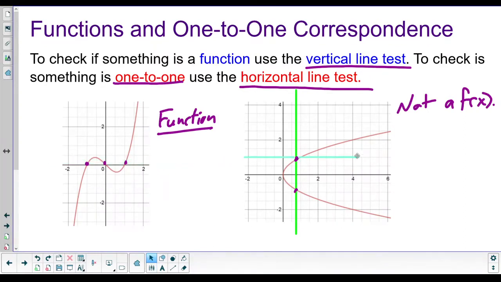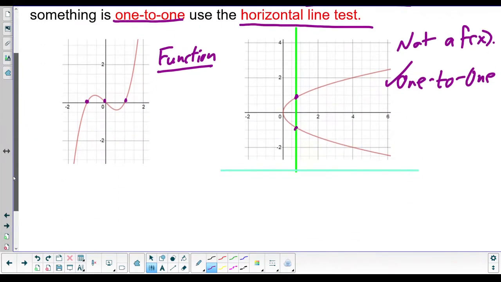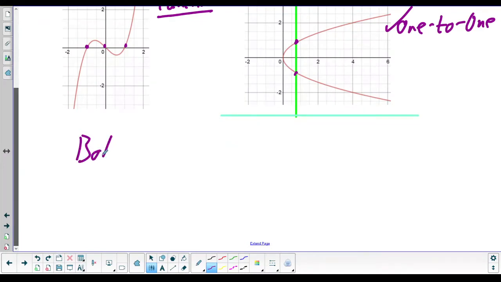So let's check that. Vertical line test. Let's maybe make our line a little wider. There we go. Drag it. Touching once, touching once, touching once, touching once, touching once. It always touches once. So this graph would be said to be 1 to 1. Check mark. It does that, but it's not a function. If something is both, we would call that a 1 to 1 function.